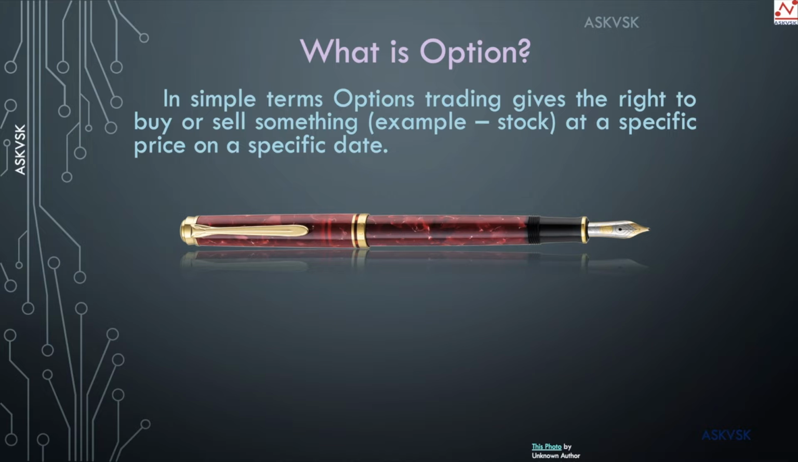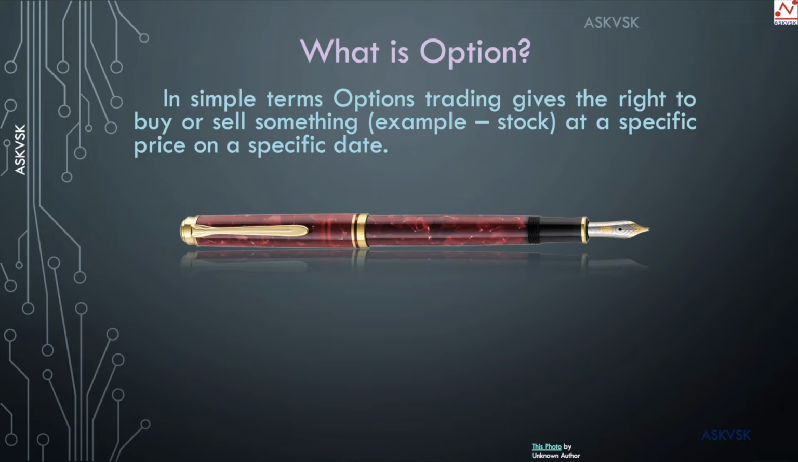One, the right to buy or sell something. Number two, on a specific date. And number three, at a specific price. So, these three things are what define an option trade. So to understand this, let's take a small example.